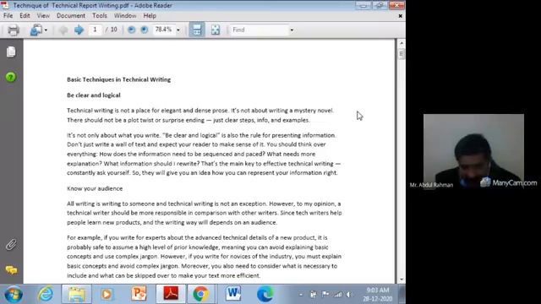For example, if you are writing something that is advanced technical writing about the details of a new product, it is assumed that you need to have a high level of prior knowledge. This means that you can avoid explaining basic concepts and use complex terms. However, if you are a novice for the industry, you must explain basic concepts and avoid complex terms. And at the same time, you also need to know what is most important to share and what to skip. So these are two basic techniques of technical writing. But along with this, we have got some other ones as well. Let's have a look at them all.